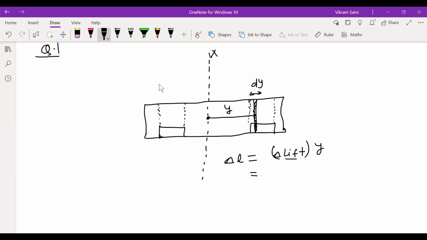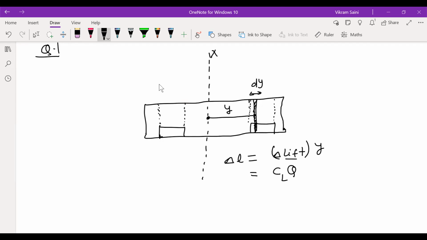Now we want to quantify that delta lift. How can we quantify that delta lift? We can quantify this delta lift as total CL, then the dynamic pressure at the wing, and the surface area of the wing, and not the complete wing, because we are looking at the delta. So we will take only that strip area. So what is that strip area?